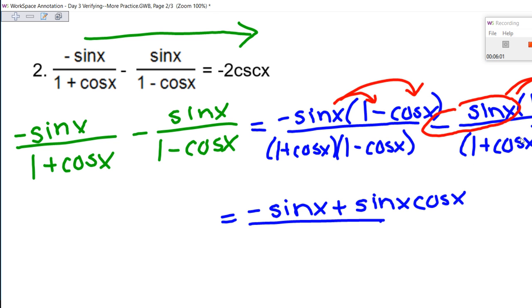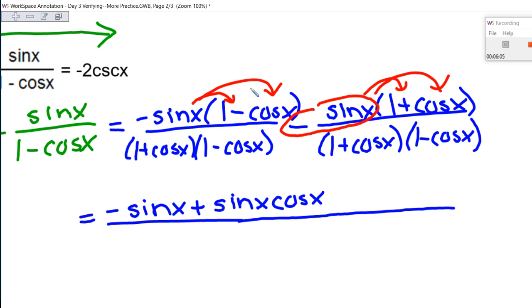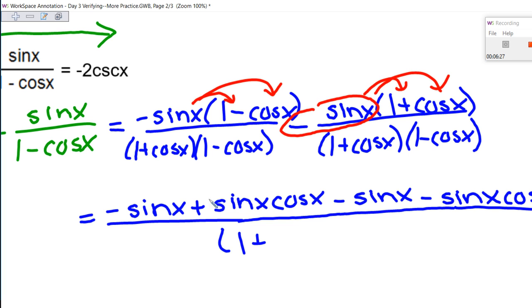And when I distribute the negative sine of x, what's negative sine of x times 1? Negative sine of x. And negative sine of x times cosine of x would be negative sine of x cosine of x. And the common denominator is 1 plus cosine x, that binomial, multiplied by 1 minus cosine of x.